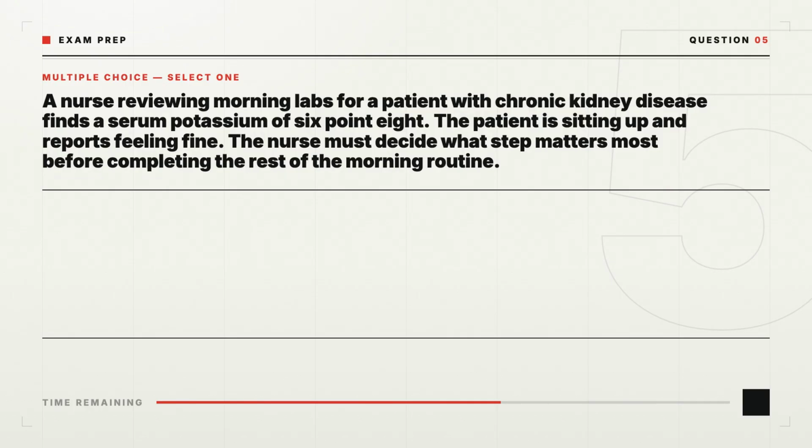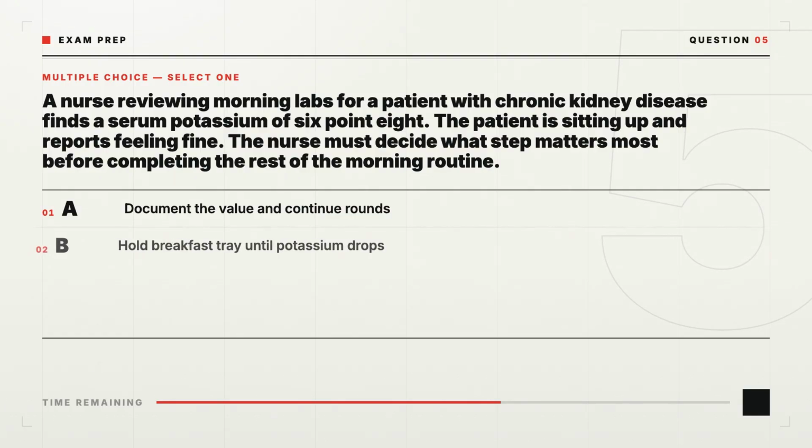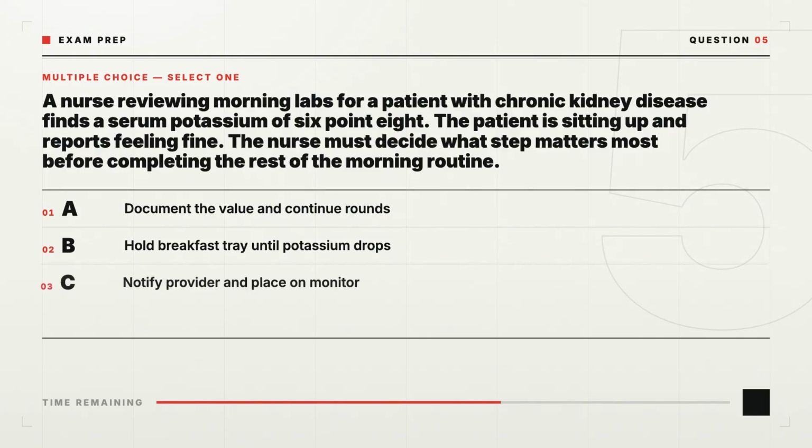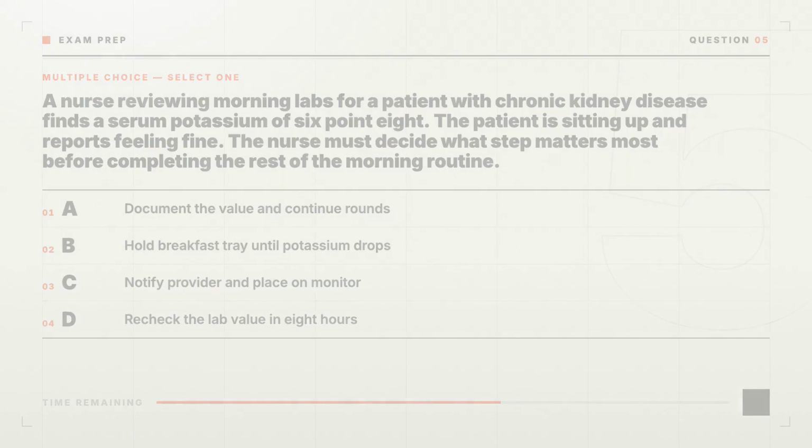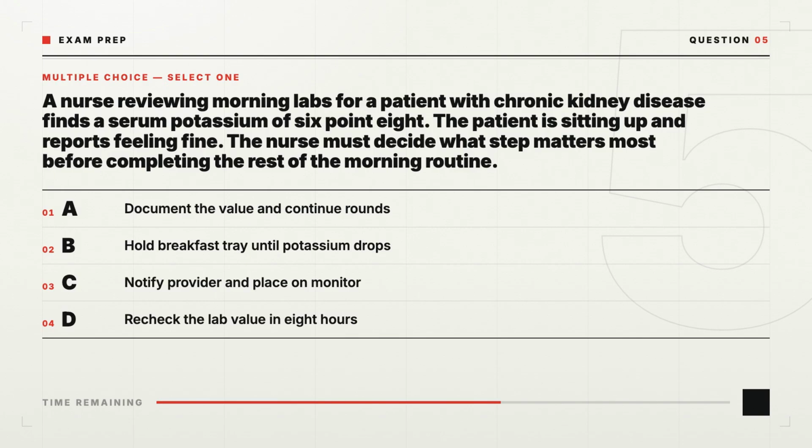Your options are: A. Document the value and continue rounds. B. Hold breakfast tray until potassium drops. C. Notify provider and place on monitor. D. Recheck the lab value in 8 hours. Pick one. Trust your gut. Here's your chance to test yourself.